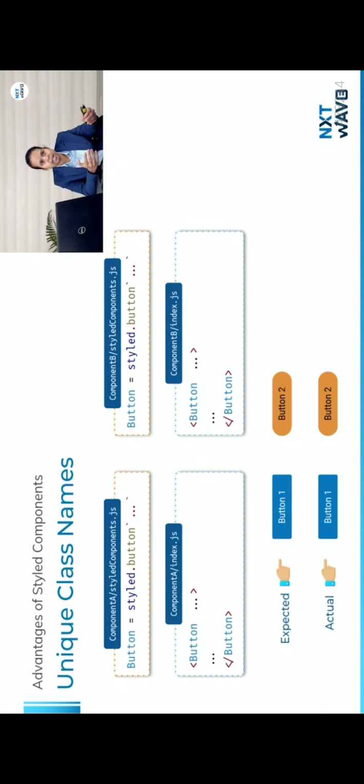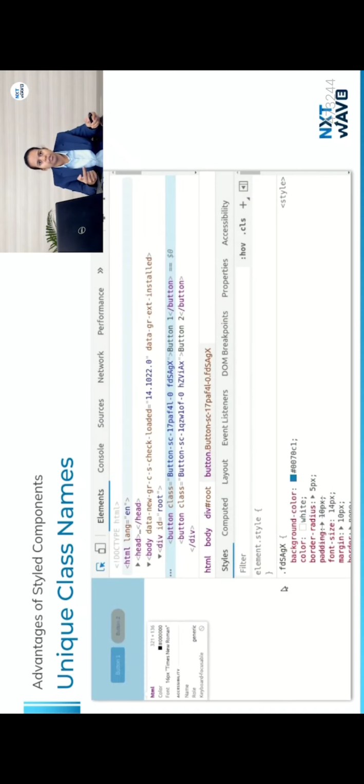You can see the example here. In case of component A style components, we have button, and even in case of component B style components, there is button. We have made use of it in component A and component B. The expected is they should have different stylings, and the actual is also different stylings. In this case, we have used the same style component name, that is button, but the styling is different, because internally the style components will generate unique class names. There you can see, right? For button 1 and button 2, there are unique class names. That's the reason the styling didn't conflict and we were able to achieve different stylings, though we have used the same style component name.